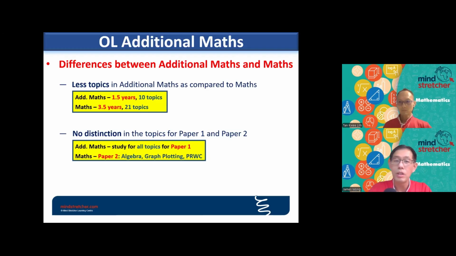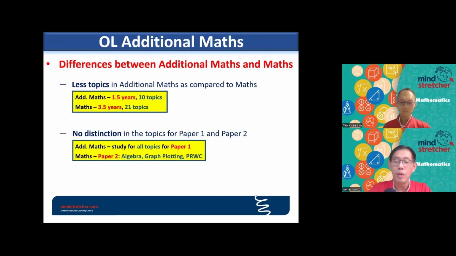But in the case of additional math, there's lesser topics. About half of it, 10 topics. But then this has to be covered in 1.5 years, because they started AMF only in Sec 3. So by the middle of Sec 4, the school will finish all the syllabus. So effectively, it's only about 1.5 years, and they have to cover these 10 topics. So that is another difference between AMF and your mathematics.